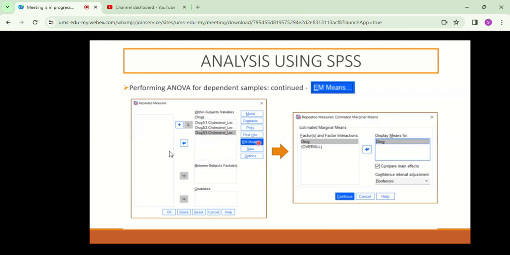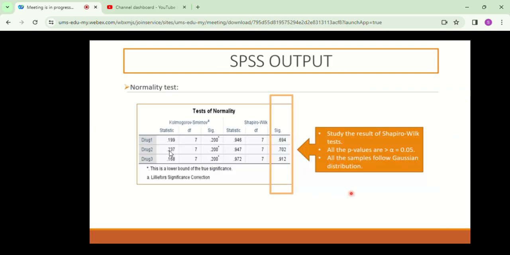estimated marginal means. Yeah, this one. So I will ask SPSS to display the means of drugs and try to compare the main effects. We have only main effects here because we only have one categorical variable, which is drugs. And then click continue. Right, so this is the output from the normality test.